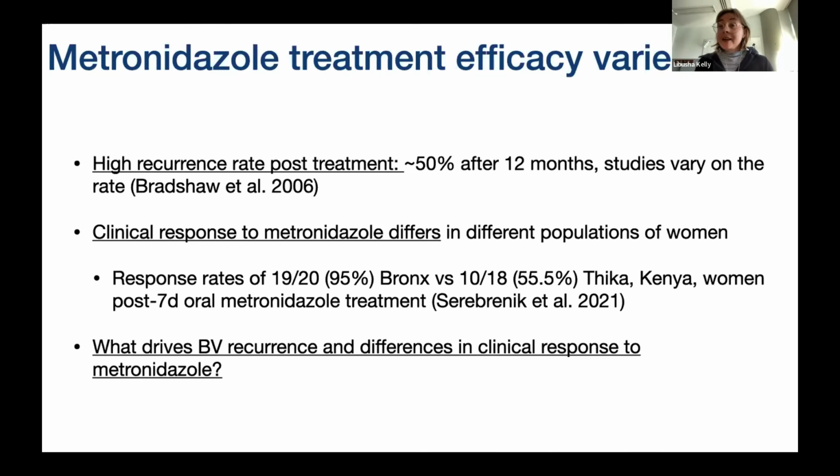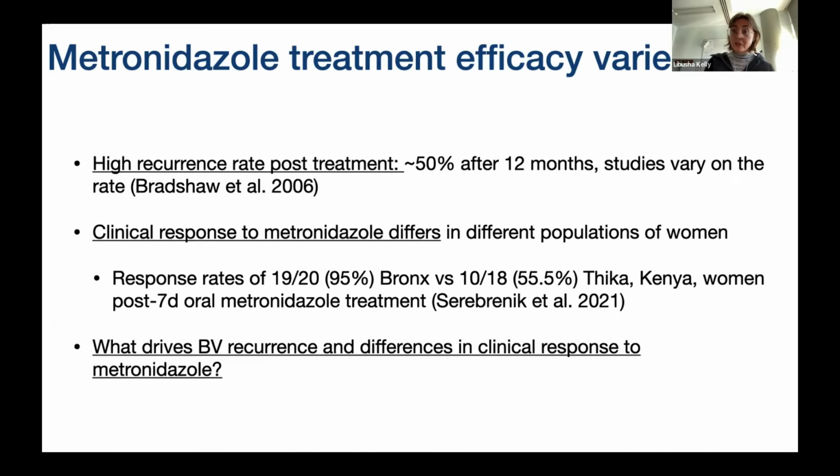Now, I'd like to tell you that we're doing so much better than the 1940s in terms of how we treat this, but in fact, we're not. We're still treating with metronidazole, and it has a very high recurrence rate post-treatment, in fact, 50% after 12 months. Clinical response to metronidazole also differs in different populations of women. Response rates of 95% in the Bronx versus 55% in Thika, Kenya are telling you that there are some differences in vaginal microbiomes that are influencing response to metronidazole treatment.